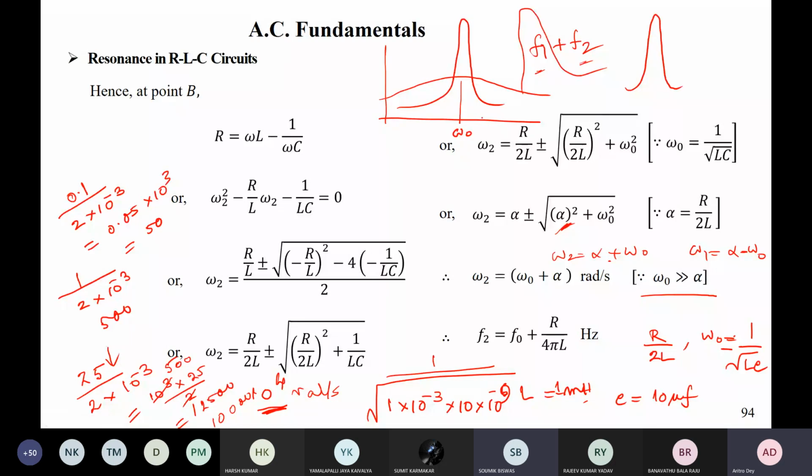If you go apart from this frequency, then you see your current is going very low, so your circuit is not allowing that frequency to pass through when you are exciting with a source of variable frequency.